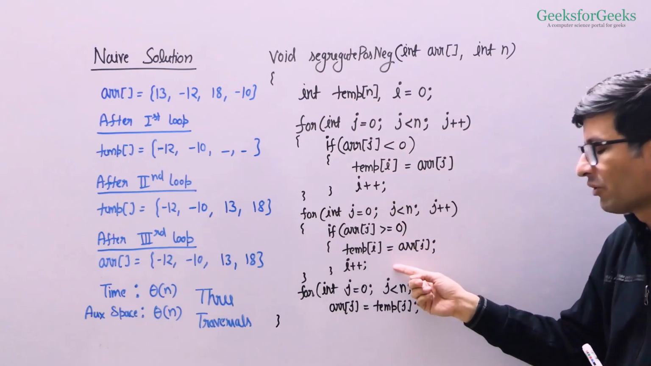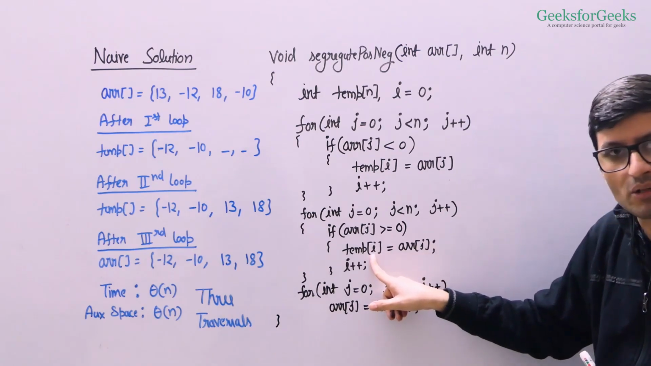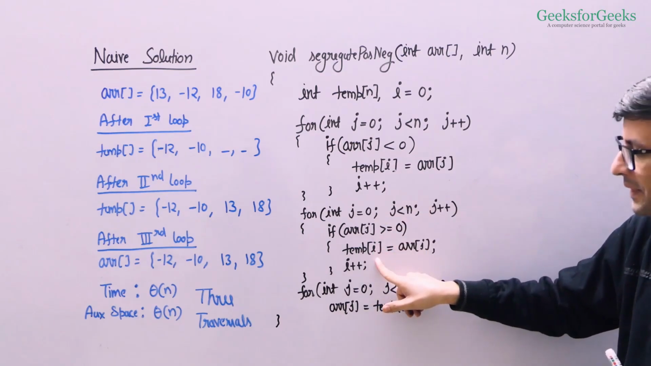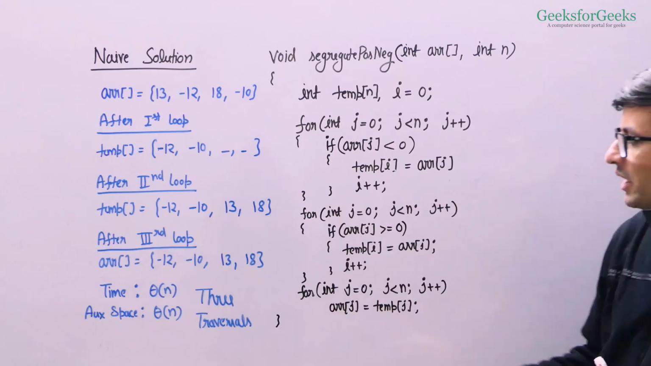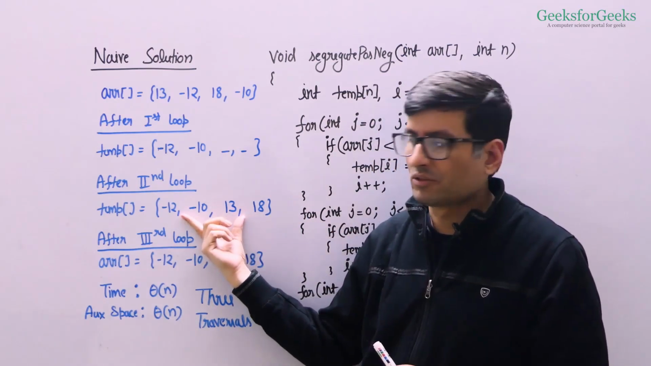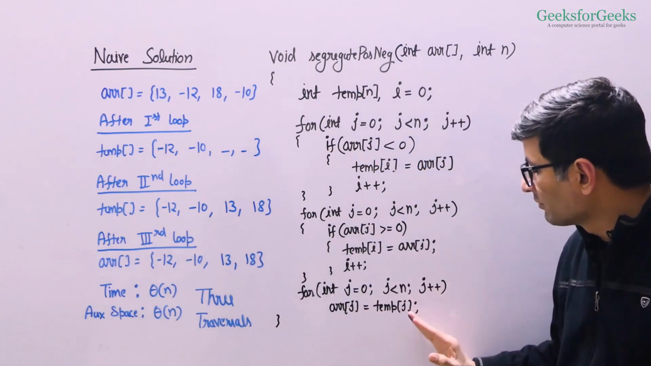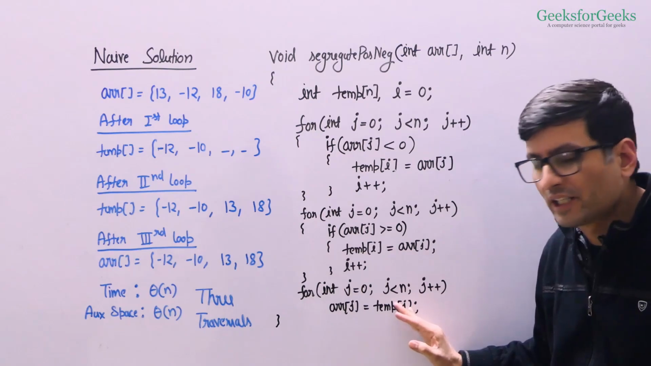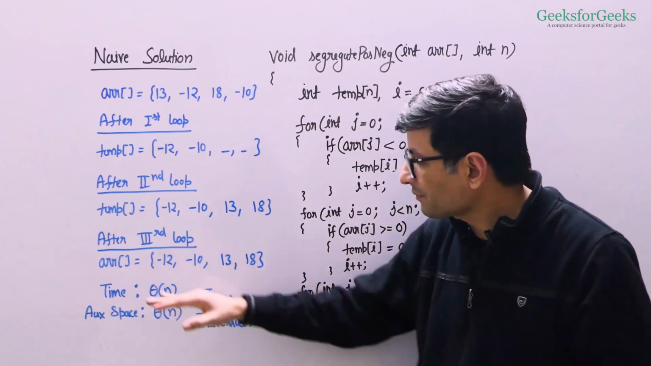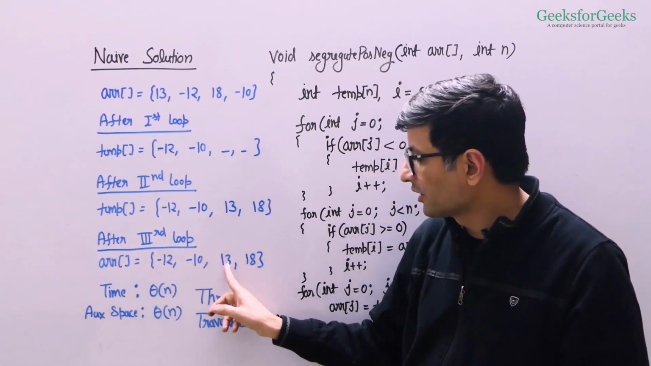In this loop we are putting all the positive elements after the negative elements, because we are using the same index variable i for the temporary array. We have used i here, we have used i here again. So after these two loops, our temporary array has the required order of elements. All the negatives are first and then all the positives. In the third loop, we are simply copying the temporary array elements back into the original array so that our original array is modified. After the third loop, our original array becomes -12, -10, 13 and 18.